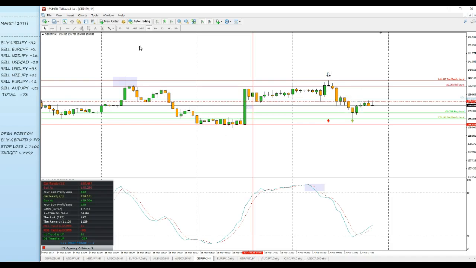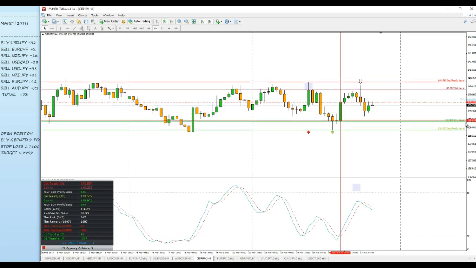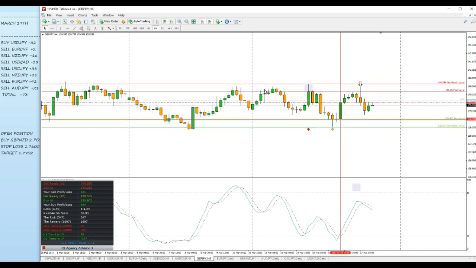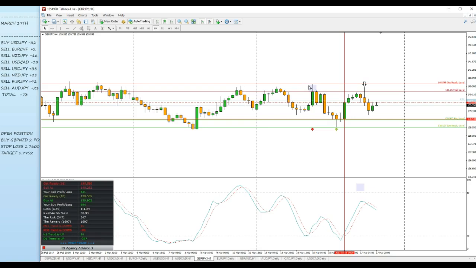The only thing I would have done is look at a 4 hour chart to see if there was a level of resistance, and there was. This was all resistance up here, okay? And it just collapsed and then sold off.